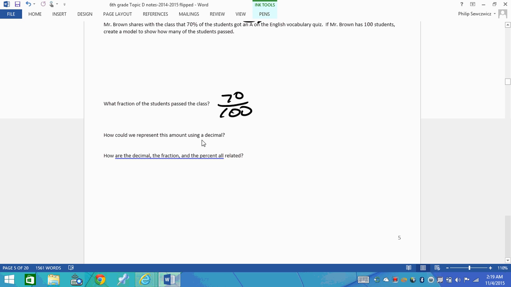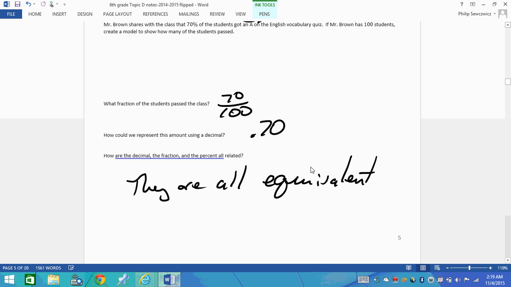How could we represent this using a decimal? Say it. 70 hundredths. And so we're writing down what 70 hundredths would look like. Again, hundredths, 2 place values, tenths and hundredths. So how are the decimal, the fraction, and the percent all related? They are all, fancy word here, equivalent. Equivalent means equal. It's just different ways of writing it.